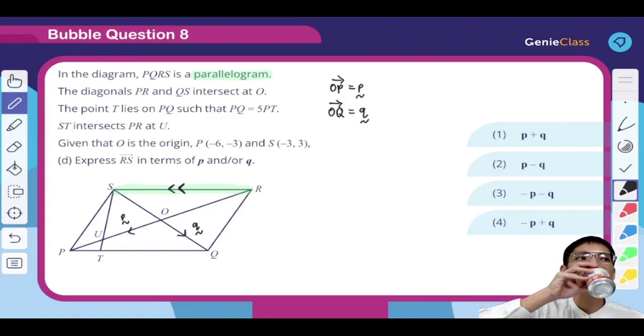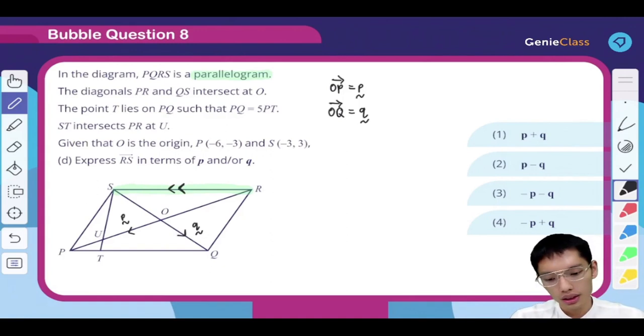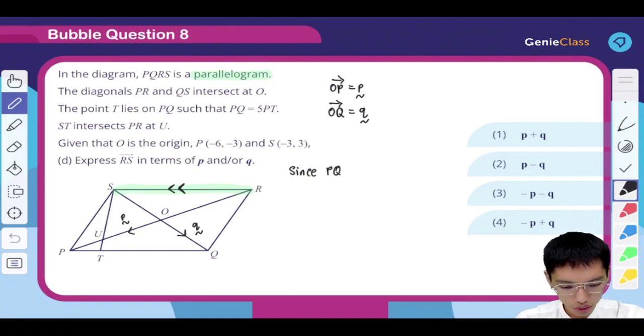Last 30 seconds. So take note, first important thing to take note of over here: since PQRS, for those of you answering, is a parallelogram, which is very important, what can I say?